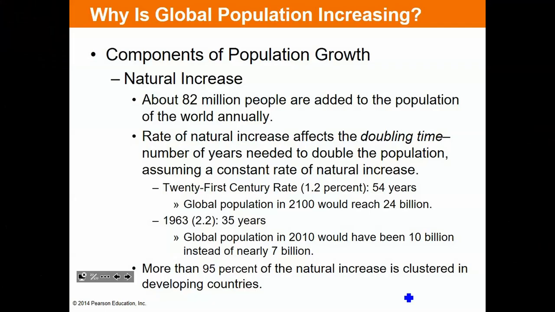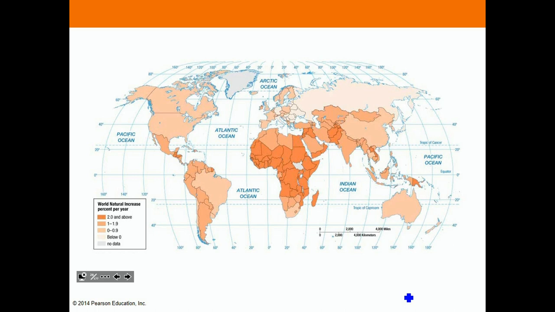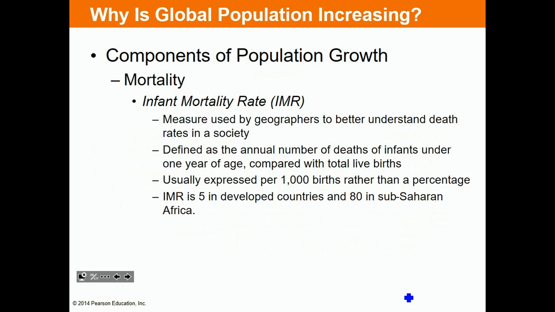About 82 million people are added to the world annually. I guess that's for today. That's pretty intense. Here are some more statistics. I'm not too worried about looking at that right now because I want to get through the basics. Natural increase, the majority of that is going to be in sub-Saharan Africa, where they have less access to contraceptives and they have less access to education about how babies are born, believe it or not.